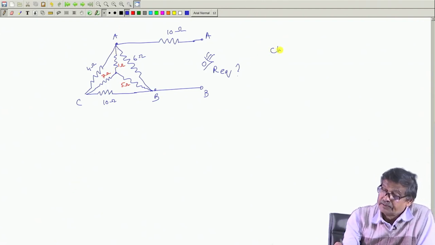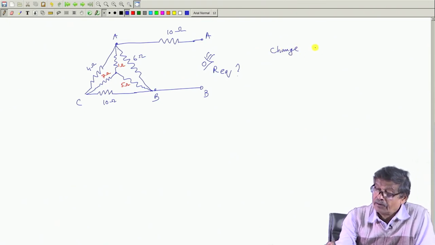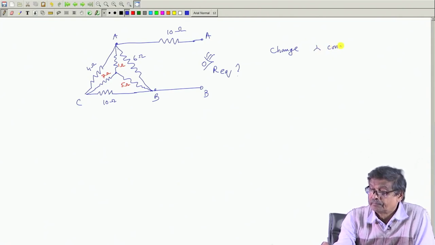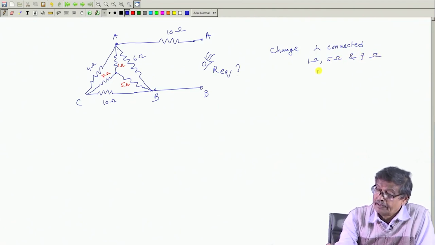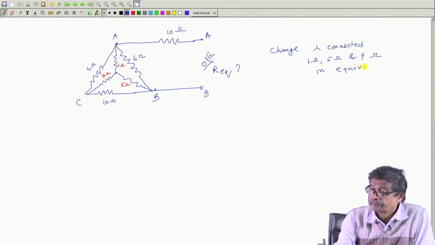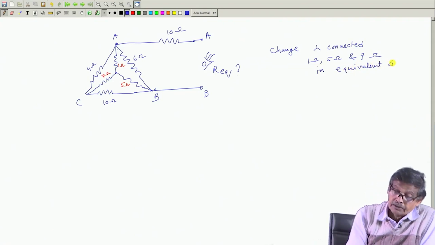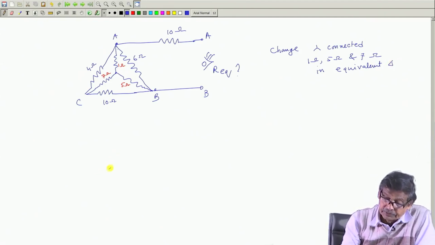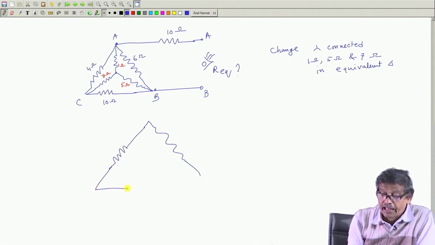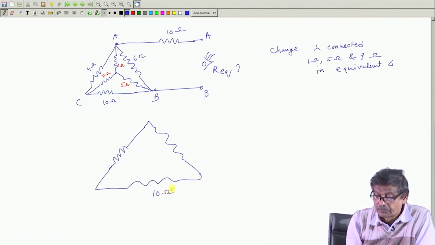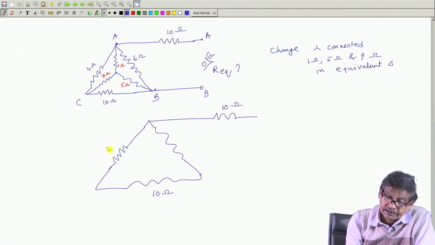So, change the star connected 1 ohm, 5 ohm and 7 ohm into an equivalent delta. How will it look? There were this 4 ohm, 6 ohm, and this 10 ohm is there, this I am not disturbing. There was some additional 10 ohm resistance connected here. So, let this remain 4 ohm, 6 ohm and 10 ohm.